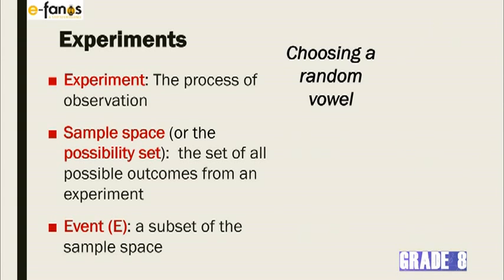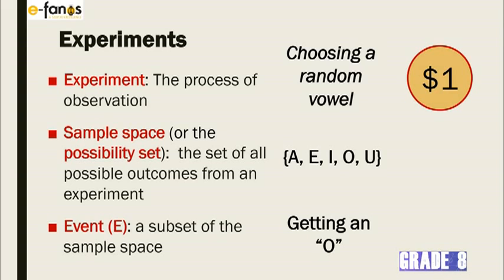For another example, we might try and choose a random vowel. The sample space here would be all the possible vowels, so A, E, I, O, and U, and we can use the curly brackets to show that it's a set. And the event could be getting an O.